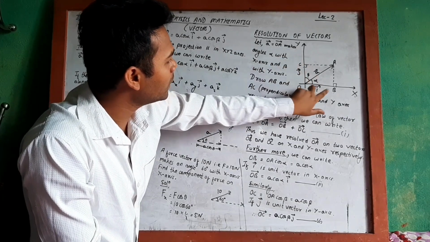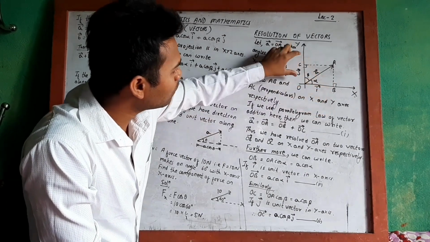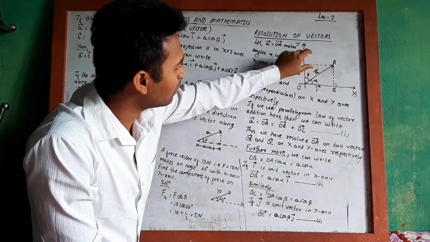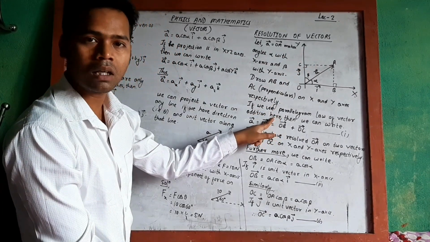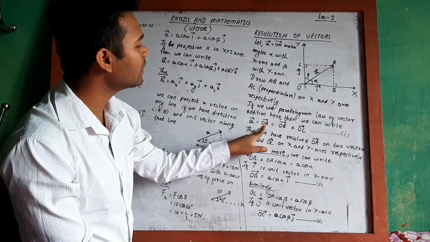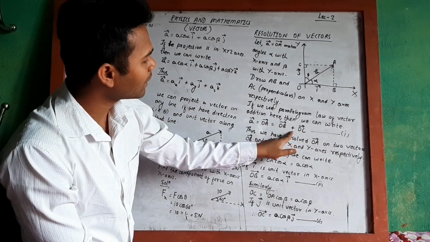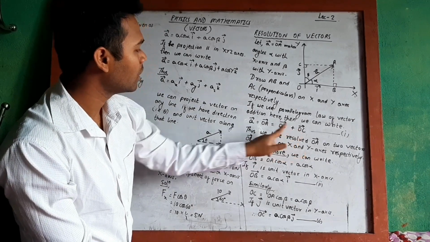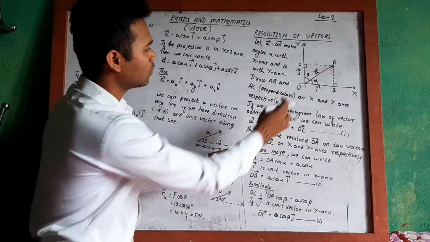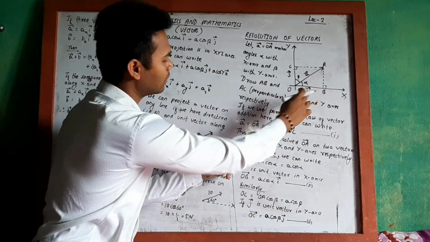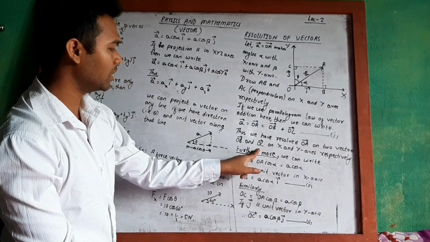That means the OB vector is the projection of the OA vector on the x-axis, and OC is the projection of the A vector on the y-axis. And here, using the parallelogram law of vector addition, we can write the OA vector, which is also the small a vector, is equal to OB vector plus OC vector. Thus we have resolved the OA vector into two vectors, that is the OB vector on the x-axis and the OC vector on the y-axis respectively.